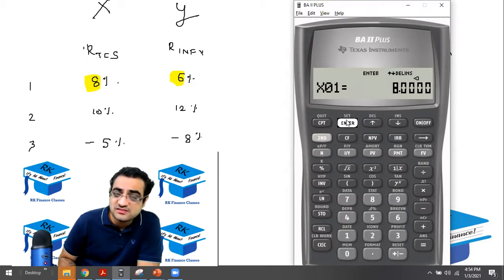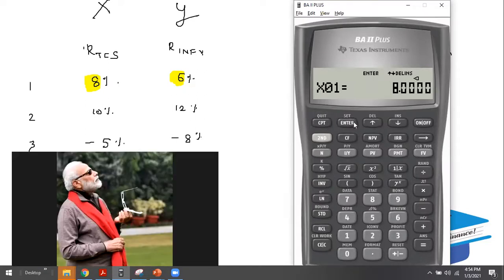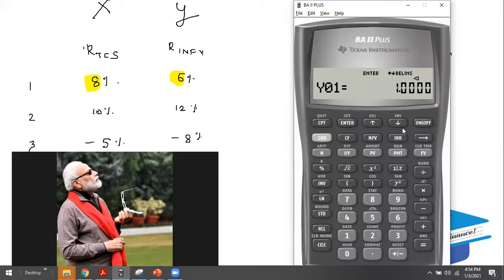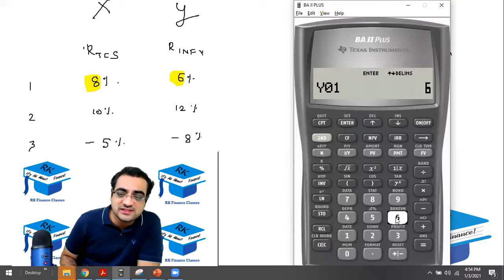Sanket, respond. Did you press X01 as 8 and enter? Yes, sir. Press downward key. Y01 would be 6 and enter. So press 6 and enter after you press downward key.